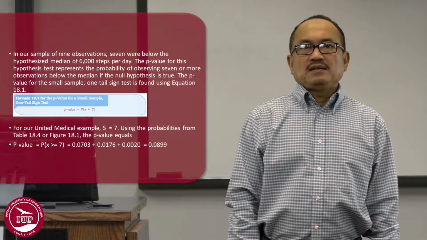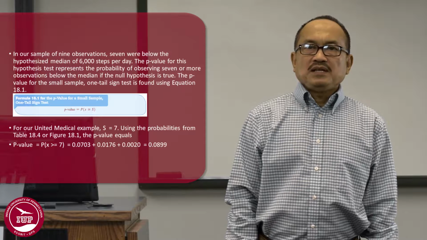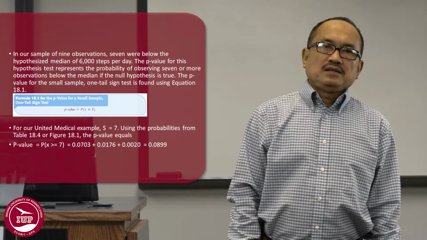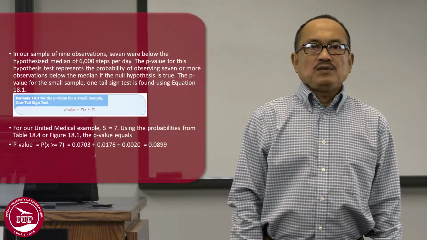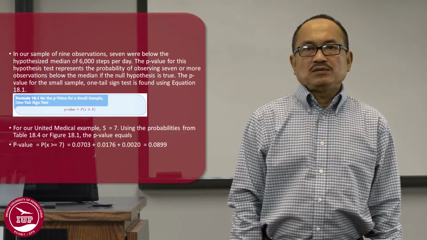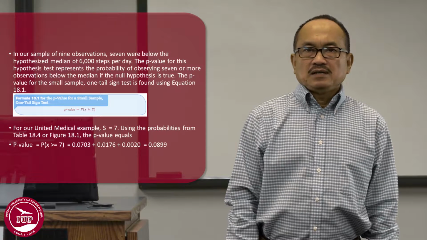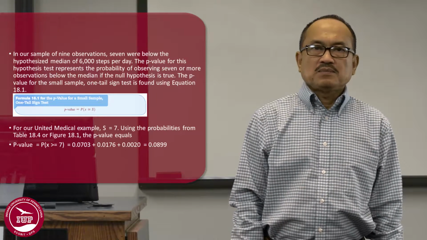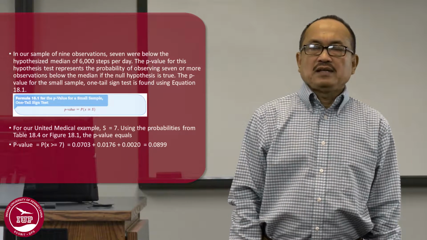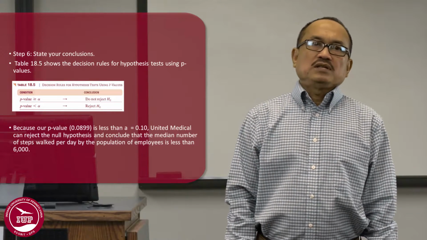For our United Medical example, S equal to 7, using the probabilities from Table 18.4 or Figure 18.1, the p-value equals P(x ≥ 7) = 0.0703 + 0.0176 + 0.0020 = 0.0899. Step 6. State your conclusion.